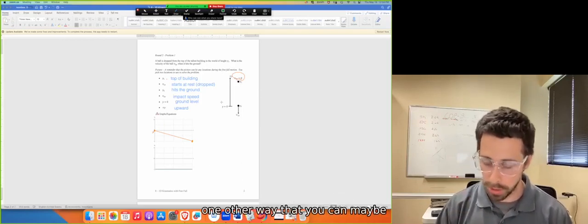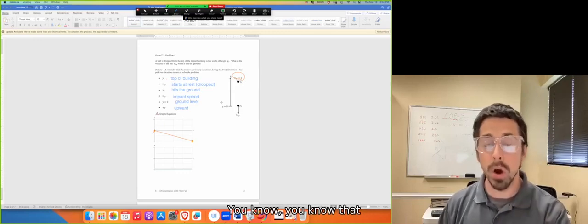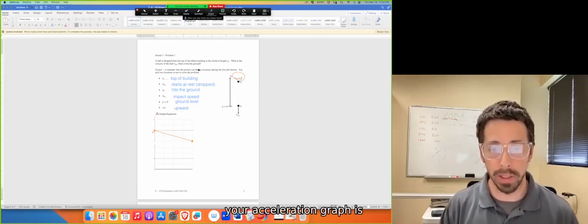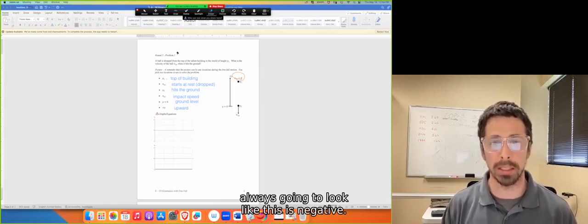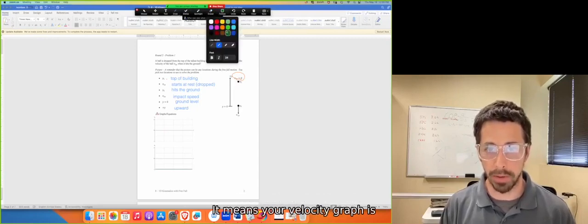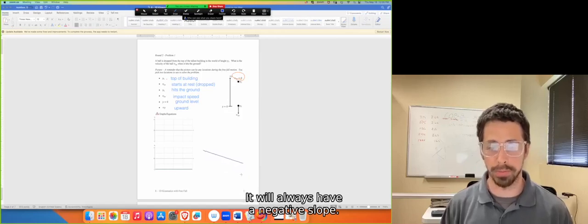There's one other way that you can maybe think about this. When you're dealing with free fall problems, you know that your acceleration graph is always going to look like this. It's negative. What does that mean about your velocity graph? It means your velocity graph is always going to have a negative slope.